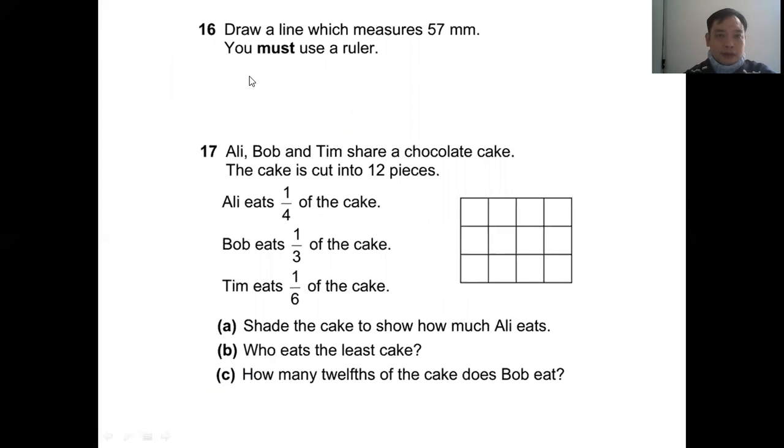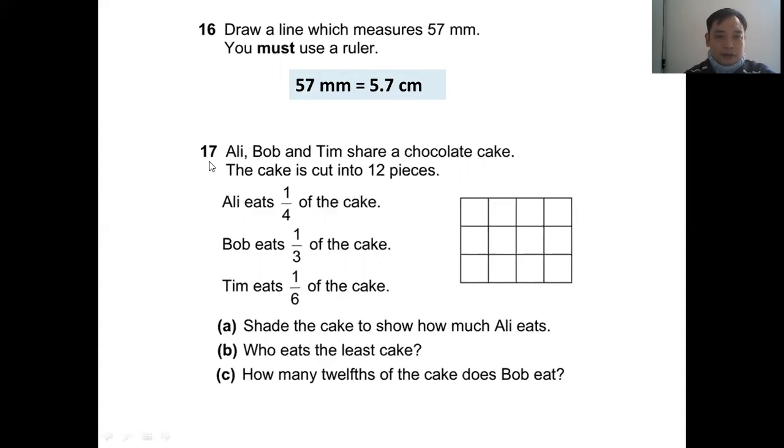Question 16. Draw a line which measures 57 millimeters. You must use a ruler. So you draw a line roughly 5.7 centimeters. Then you will get it correct.